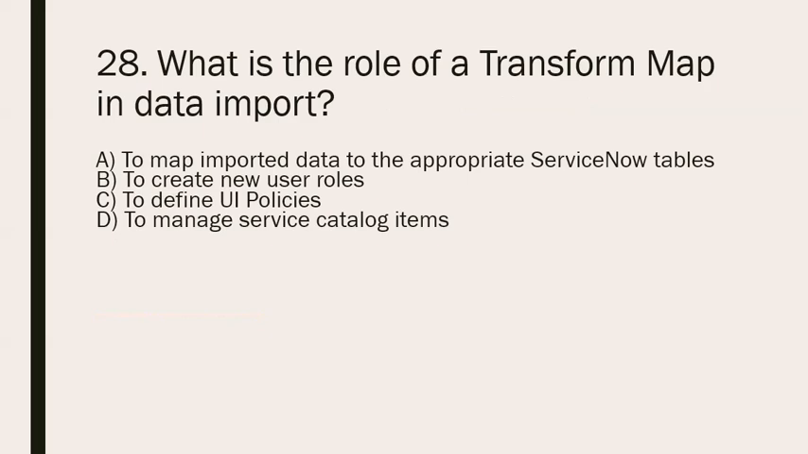128. What is the role of a transform map in data import? A. To map imported data to the appropriate ServiceNow tables. B. To create new user roles. C. To define UI policies. D. To manage service catalog items. Answer. A. To map imported data to the appropriate ServiceNow tables.